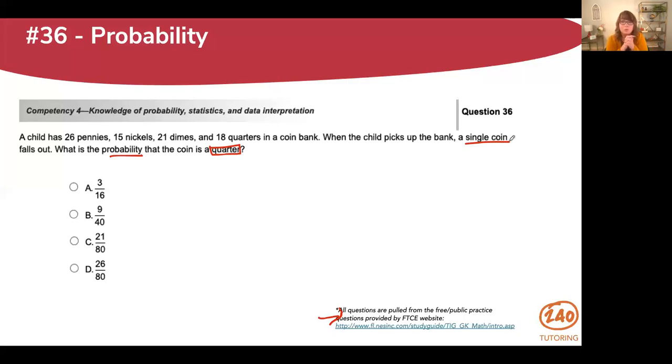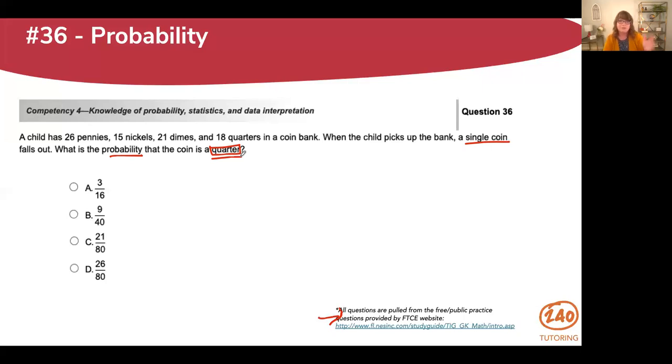Now, when we go to write probability, which is what it's asking you to do in this question, we write it as a fraction, okay? The top number is the number of ways the outcome can occur. So in this case, we're looking for quarters. That's what we're looking for, that outcome. The bottom number is the number of different outcomes, so the total that could occur.